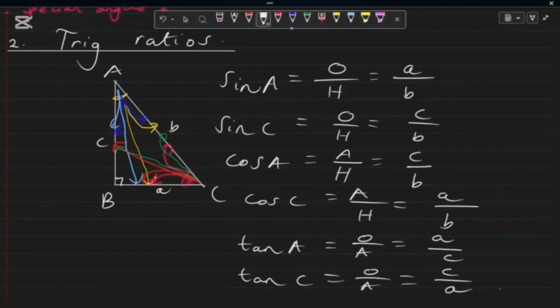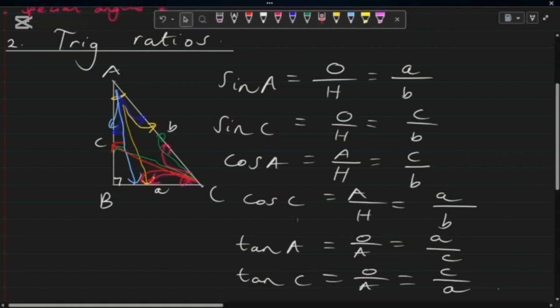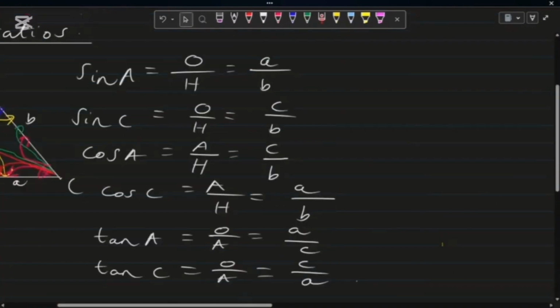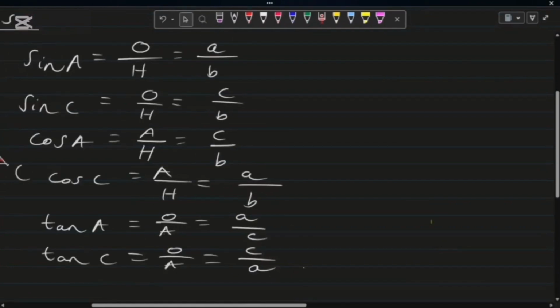Now, these are the fundamental trig ratios, but they are not the only trig ratios that we have. We have what we call the inverses of these ratios. Let me just talk about the inverses. I can write it over here.